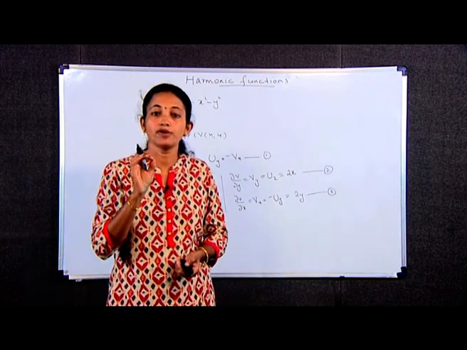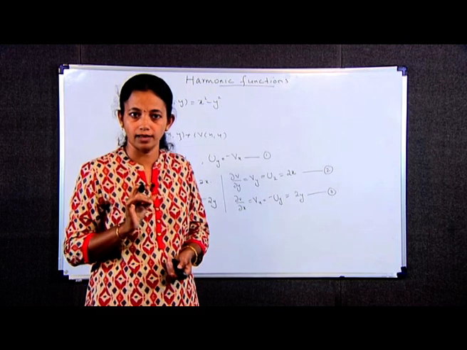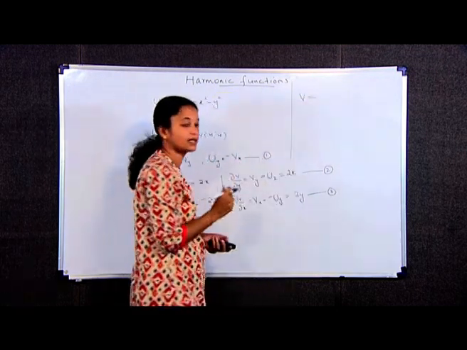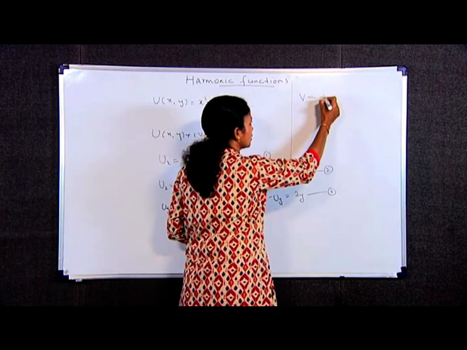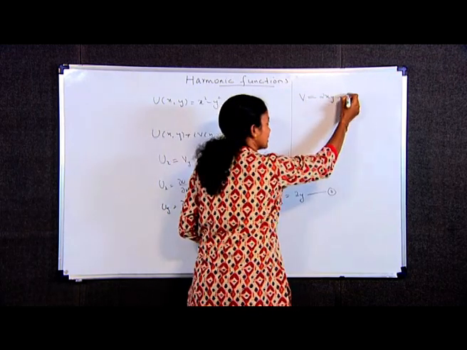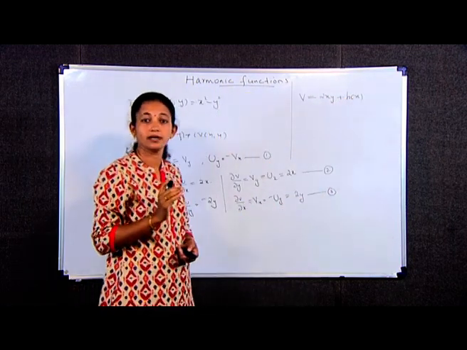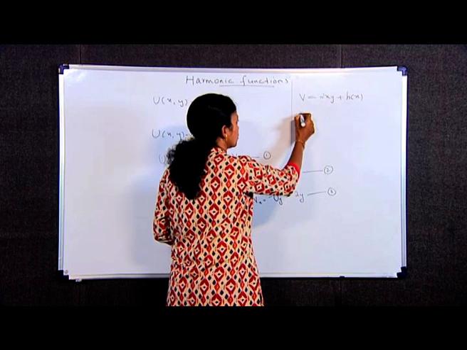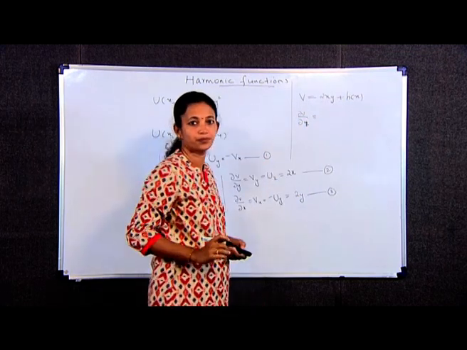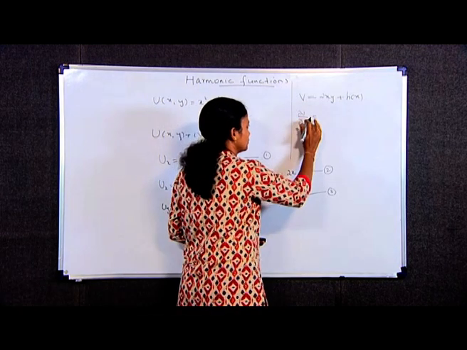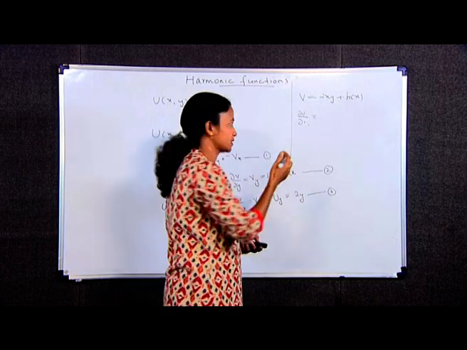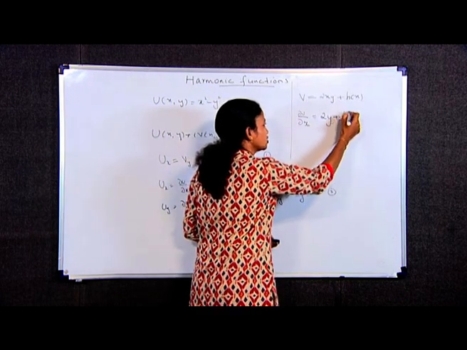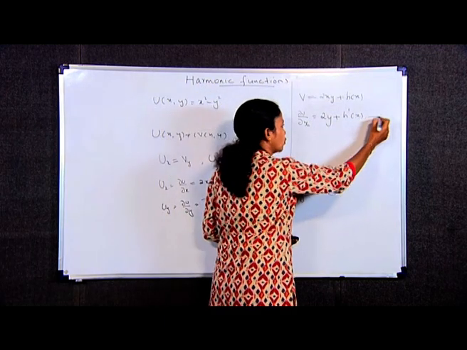By integrating dou v by dou y is equal to 2x with respect to y, we get v is equal to 2xy plus a function of x, that is h(x), where this h depends only on x. Then dou v by dou x is equal to 2y plus h dash x. Next, equation number 4.